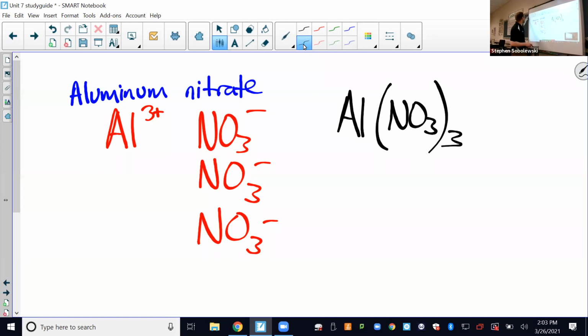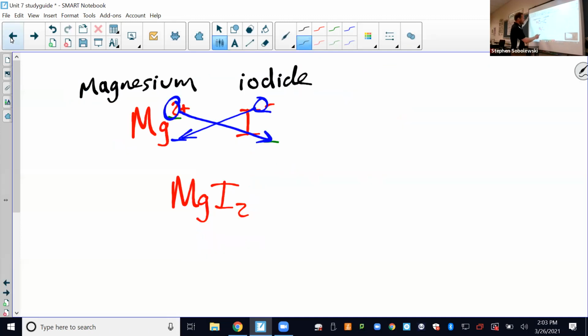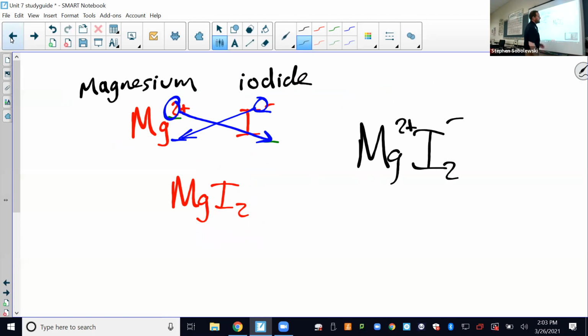No charges should be written. No charges here, no charges here, okay? If we see something like Mg2 plus I2 minus, that is wrong. There are no charges in ionic compounds. The other thing is there are no superscripts. Superscripts are these raised up numbers.